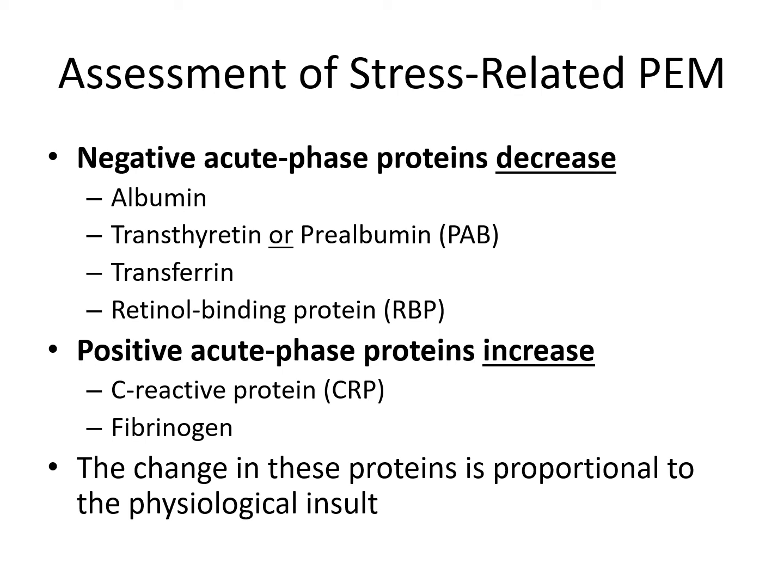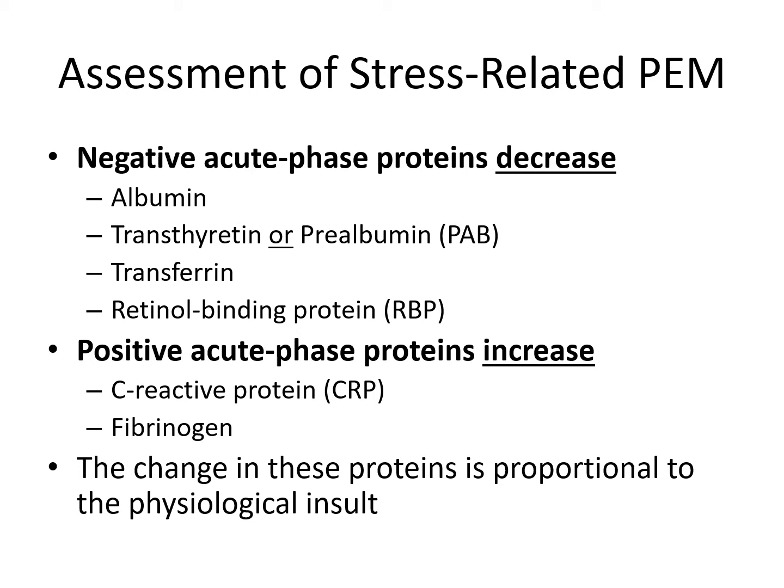Now again, we have our negative acute phase proteins, and these are things that decrease in times of stress. And this includes albumin, prealbumin, transferrin, and retinol binding protein. And there are others, but these are the ones that we're typically focused on. And positive acute phase proteins, again, this isn't a good thing. This is just the direction they go during times of stress. So here we have C-reactive protein, or CRP, and fibrinogen.